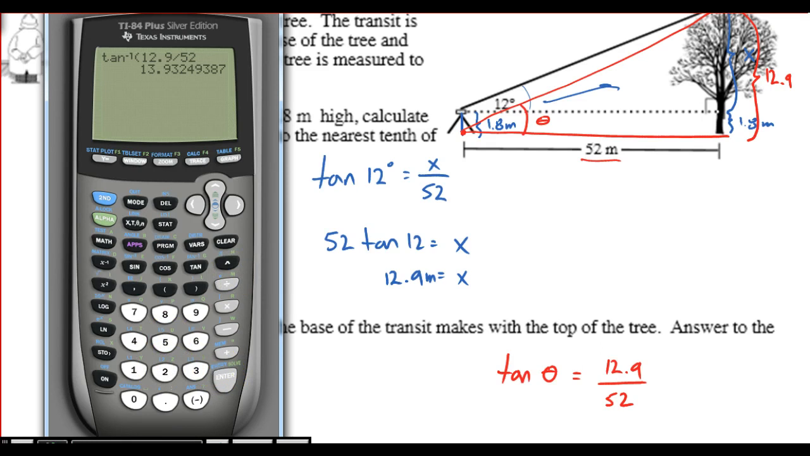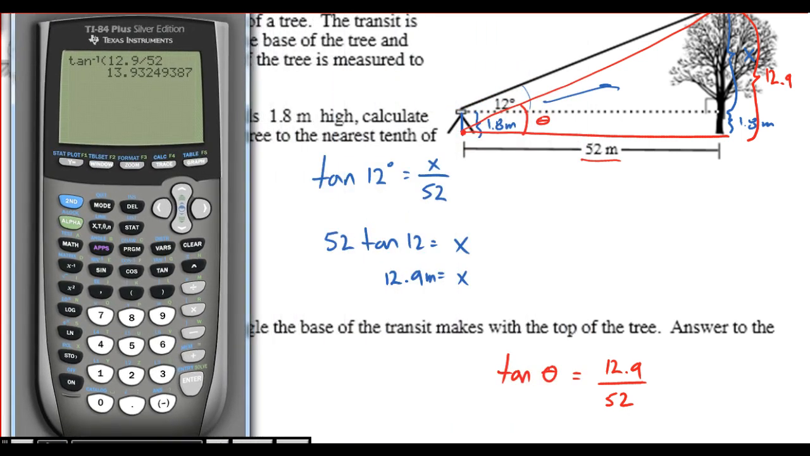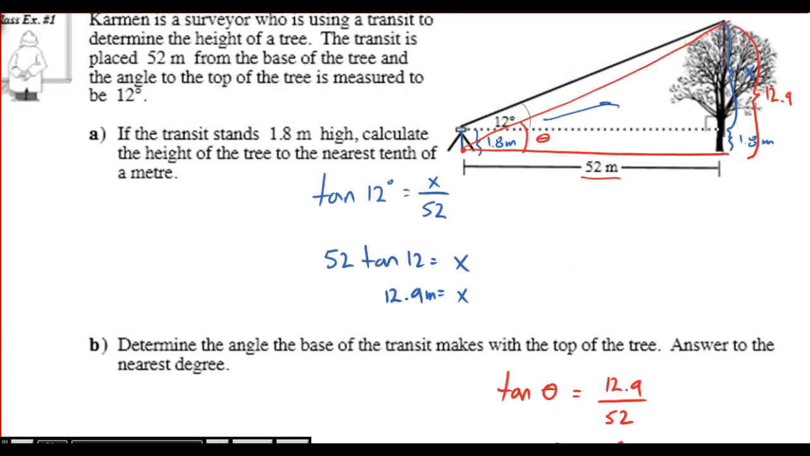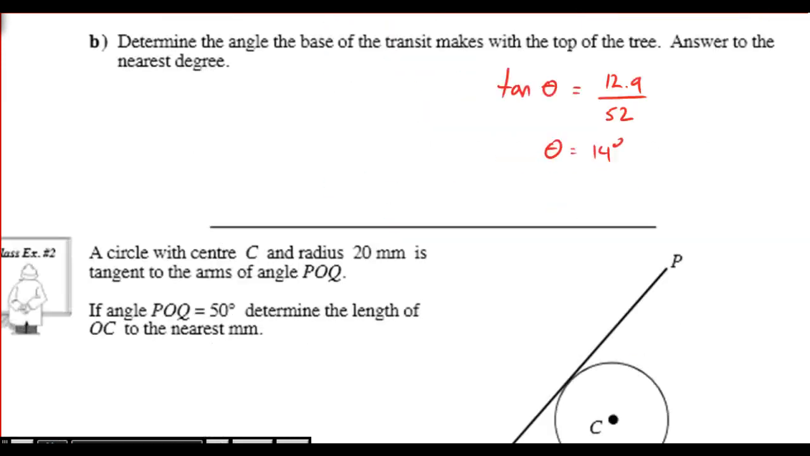Now, what is it asking to the nearest? I should read that before I start. Nearest degree, so theta equals 14 degrees. Does my answer make sense? Clearly it does. If this angle is 12, and all of a sudden I measure it from a lower point on the diagram, this angle is going to be slightly bigger. Let me draw it in green here. So I have this angle versus this angle over here. The second one is going to be slightly more.